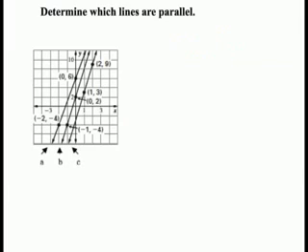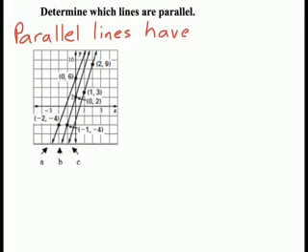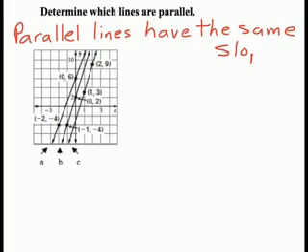In the next section here, we must determine which lines are parallel. To determine which lines are parallel: lines have the same slope. So if we find the slope of each line here, whichever lines have the same slope, that means they are parallel because they will never touch. So we must find the slope of each line.